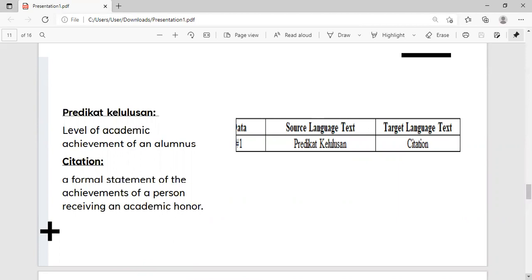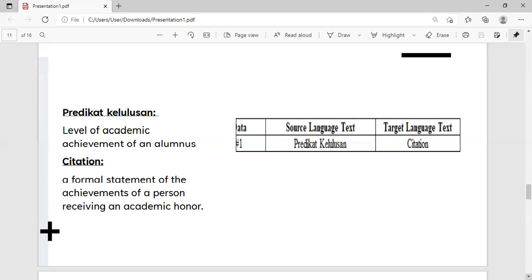The second thing I did was to go to an English monolingual dictionary, and then I found the word citation. And then I read the meaning of citation, and the word means a formal statement of the achievements of a person receiving an academic honor. So the meaning of citation is similar to that of predikat kelulusan. Therefore, I decided to translate predikat kelulusan as citation instead of predicate.